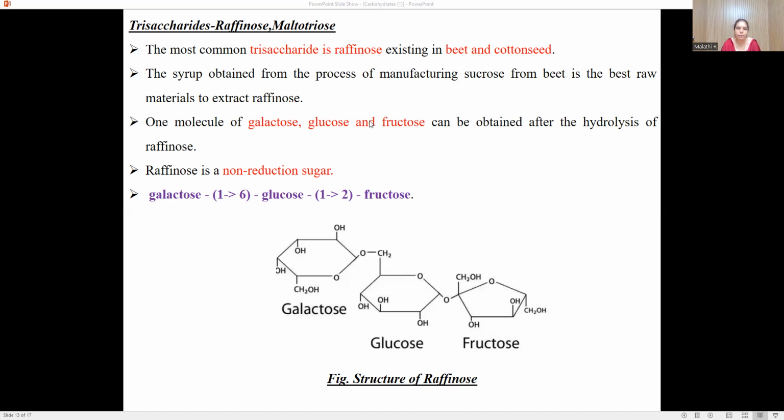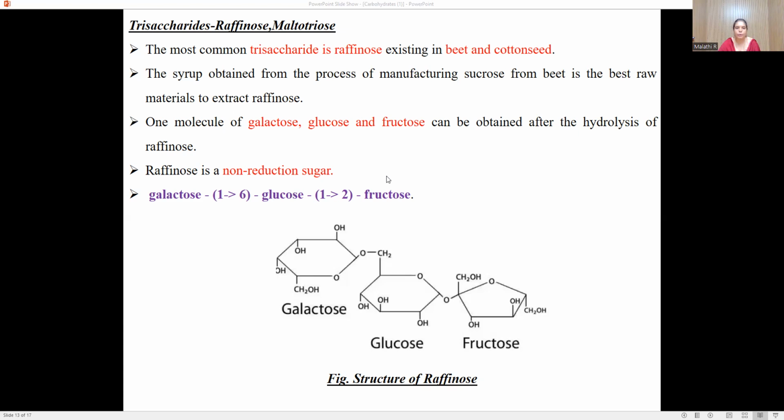Since raffinose is made of glucose, galactose, and fructose, when you hydrolyze raffinose completely, you will get one molecule of glucose, one molecule of galactose, and one molecule of fructose. So you will get three monosaccharides. And of course, the linkage goes like this: the galactose is linked with glucose through a 1,6 linkage. So carbon 1 of galactose is linked with carbon 6 of glucose.